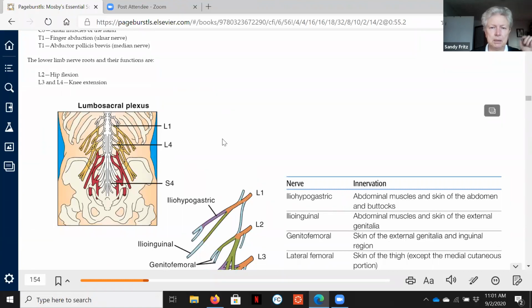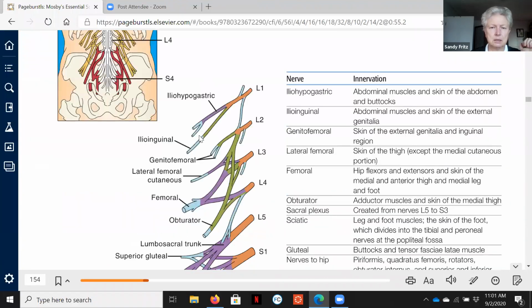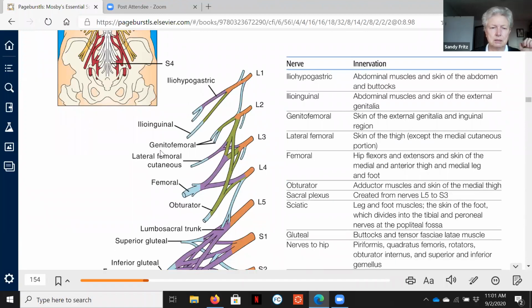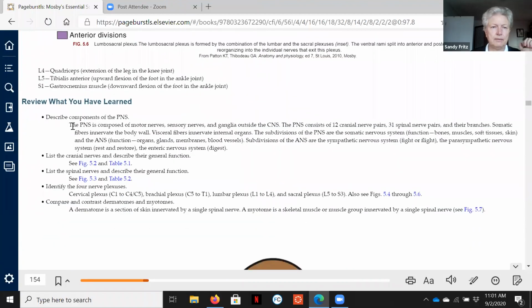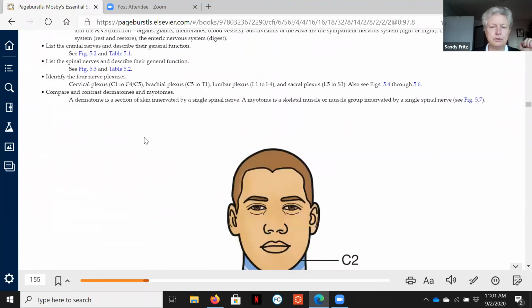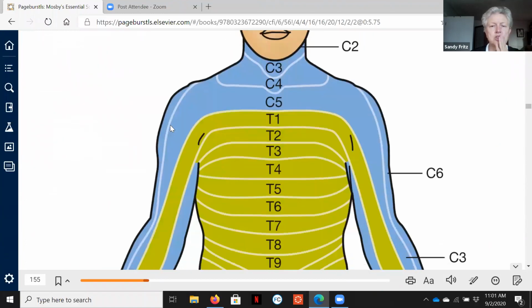Lumbosacral plexus combined here. And then you review what you have learned. And then these are the dermatomes.